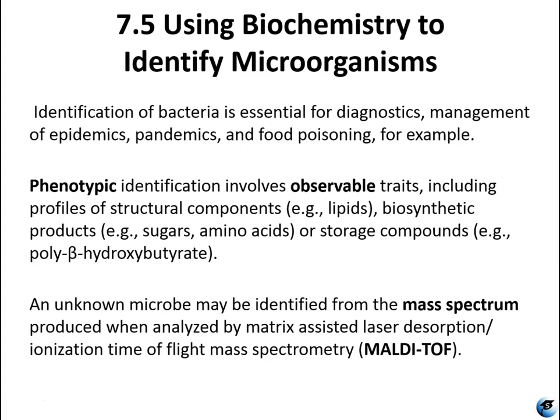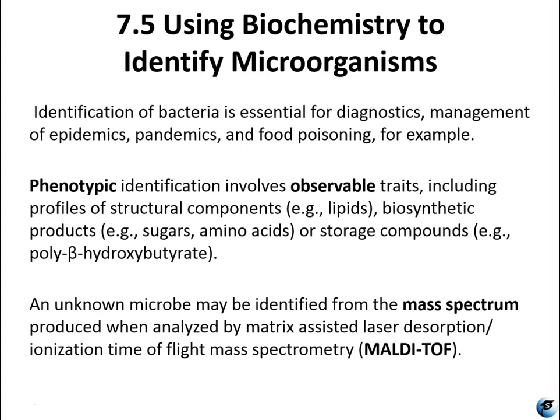So section 7.5 is talking about biochemistry as it relates to identifying microorganisms. Of course, identifying bacteria is essential for diagnostic purposes, also for research purposes, and for managing outbreaks, epidemics, pandemics, and dealing with food poisoning. Those are all examples of reasons that you would need to identify bacteria.